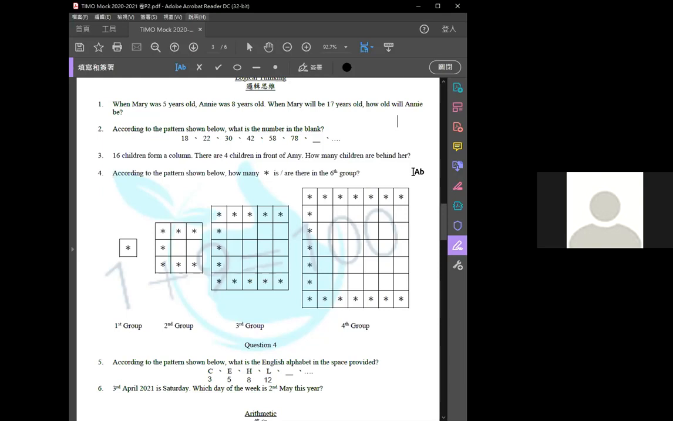So in this case, 16 minus 5, or maybe you could do it this way: 16 minus 4 and then minus Amy, which is 1. And then the answer is 11. So there are 11 children behind Amy.